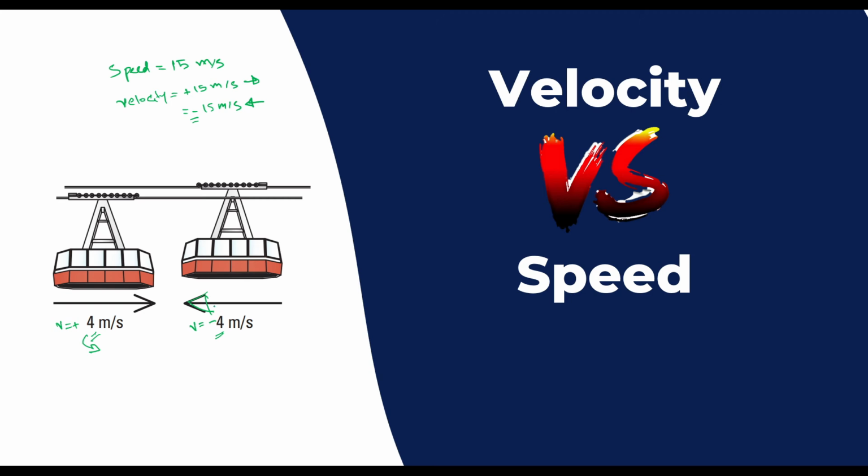So that's the difference between speed and velocity. Speed is a number that doesn't care about direction. It's an absolute number, while the velocity cares about the direction of the object.